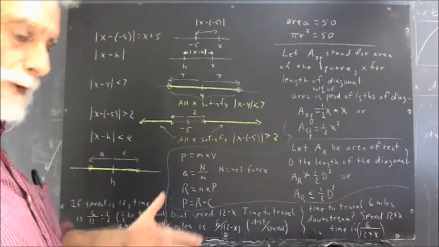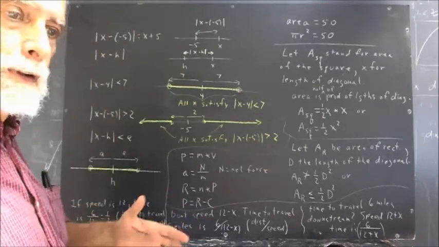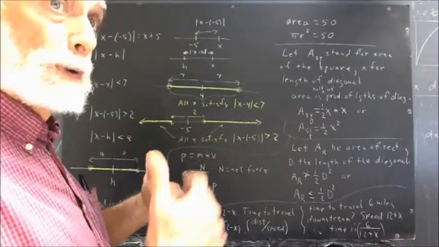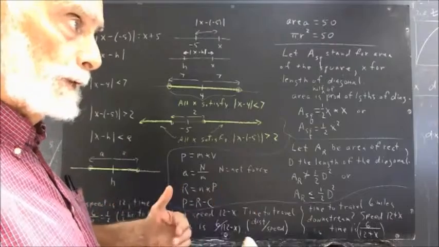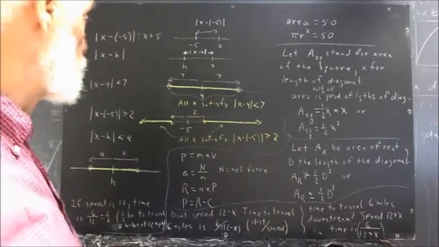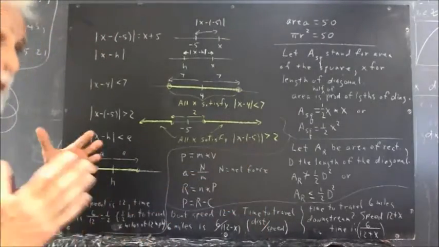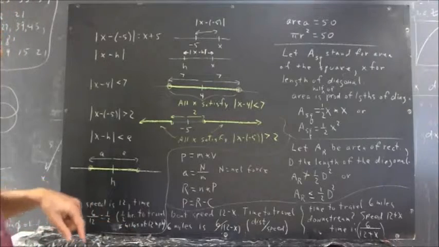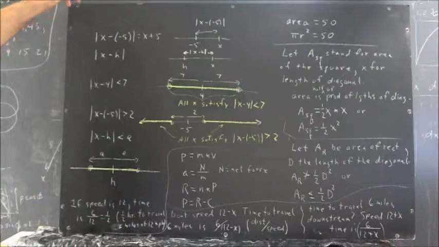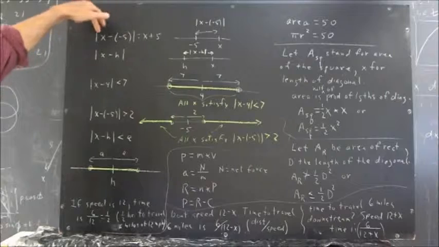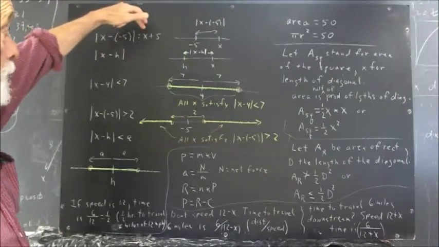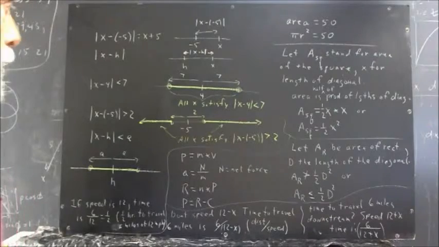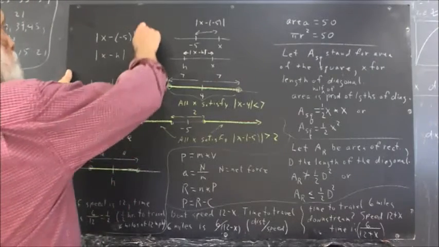Applying what we just saw, the distance between 2 points on the real line is the absolute value of their difference, and it doesn't matter in which order you do that difference as long as you subtract. We see that the distance between x and -5 is the absolute value of x minus -5, which of course is the absolute value of x plus 5.